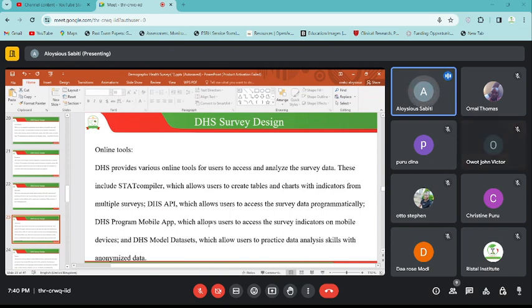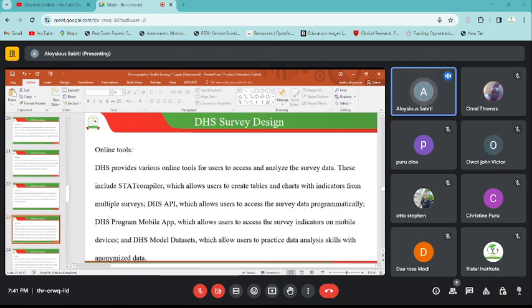And the other design is what we call the online tools. So, like I had stated earlier, it is very important that each one of you interacts with the DHS program as a website, because the majority of what I am explaining here is actually just what is practically on the website. So they have what we call the online tools.